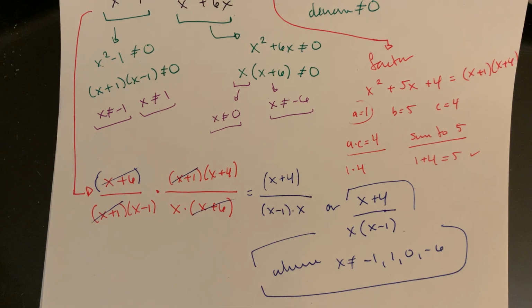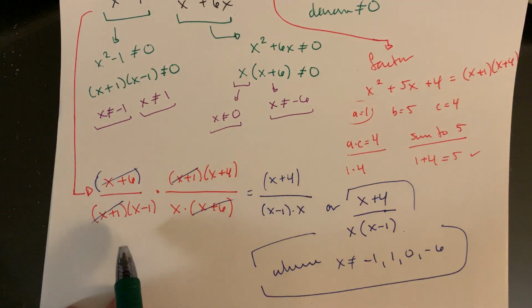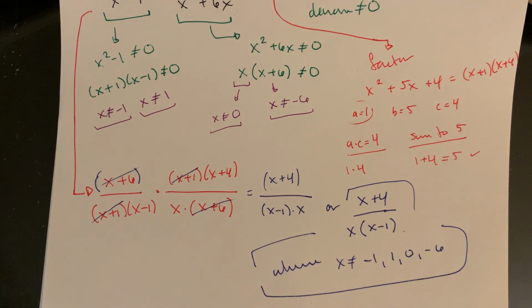It's certainly wrong on the homework, and of course that can be really frustrating. So make sure you find all those restrictions first before you do any cancellations. Even when things cancel, they still need to be accounted for in the restrictions, because it's based on this pre-factored, pre-canceled version, the original version.